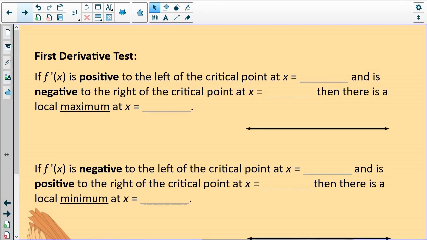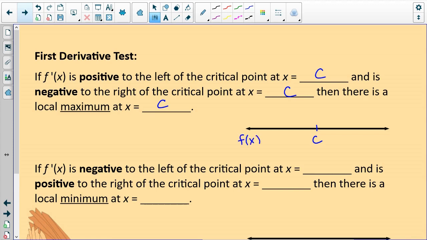First derivative test. If f' is positive to the left of a critical point at x = c, and negative to the right of the critical point at x = c, then there is a local maximum at x = c. So basically what that looks like is if I have some point, x = c, and I know that f'(x), my derivative, is positive to the left of c and negative to the right of c, let's think about what that means for my function.